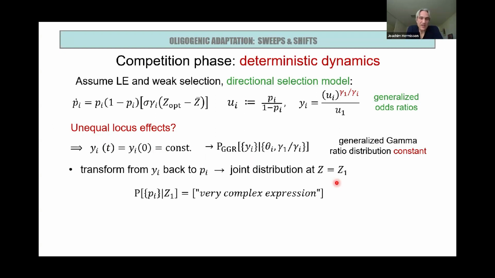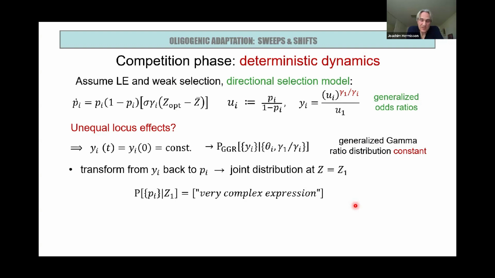Good. So again, we need to transform back from these generalized odds ratios to allele frequencies to get a joint distribution at our stopping condition. This can be done, but results in a very complex expression.